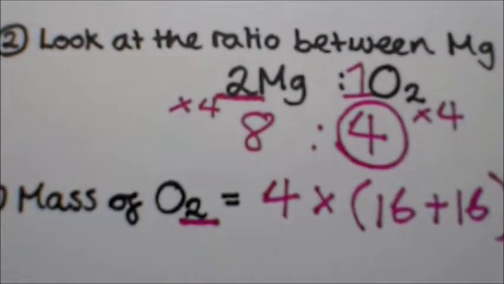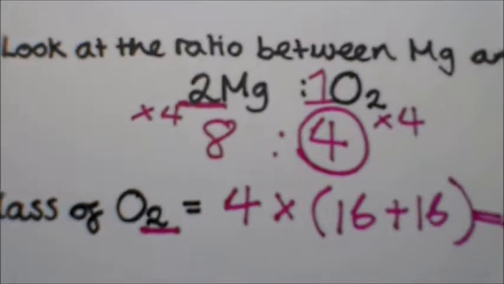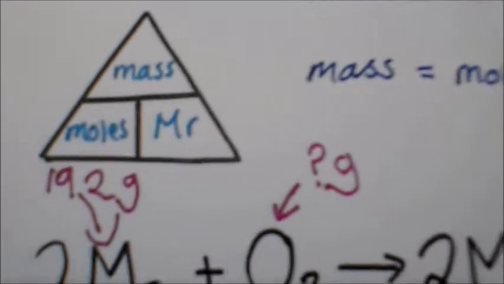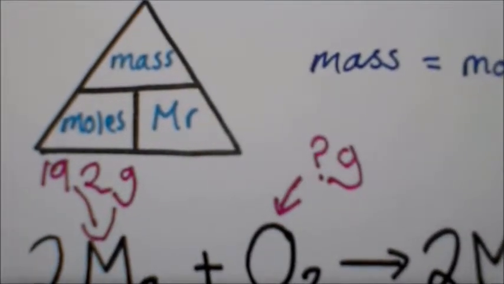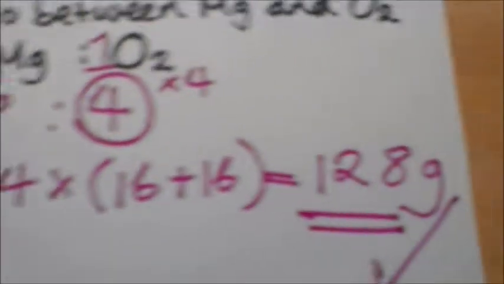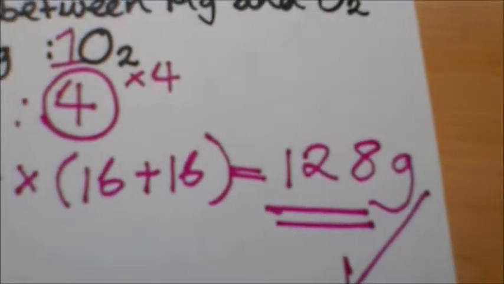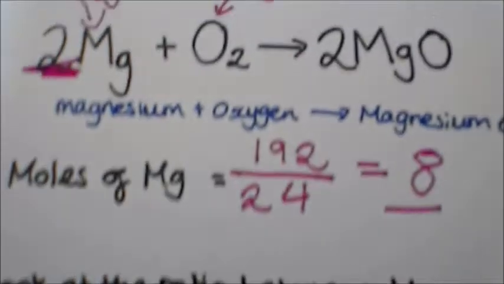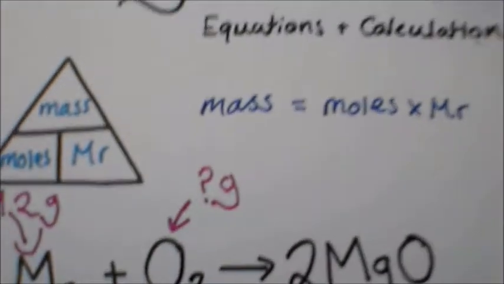Lastly, we work out the mass of oxygen, which is easy because we can refer back to our equation. As you can see, in order to work out mass, you do moles times Mr. We've done that, and we've got 128 grams. And that's the answer. So I hope this was all helpful for you guys.